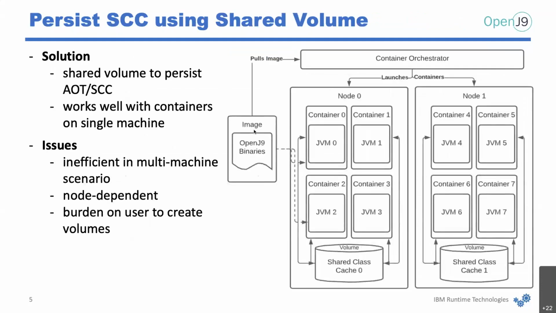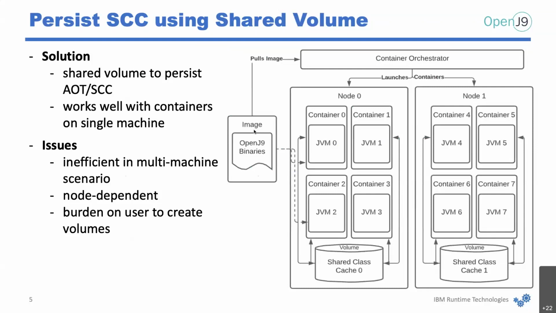The first solution that comes to mind is to persist SCC using a shared volume. You will need a shared volume on each node for the containers on that node to share AOT code. Again, if you look at the figure on the right, how this solution works is in a cloud environment, the container orchestrator pulls the image and launches the containers on the 2 nodes we have here. Each node has its own volume that persists the AOT.